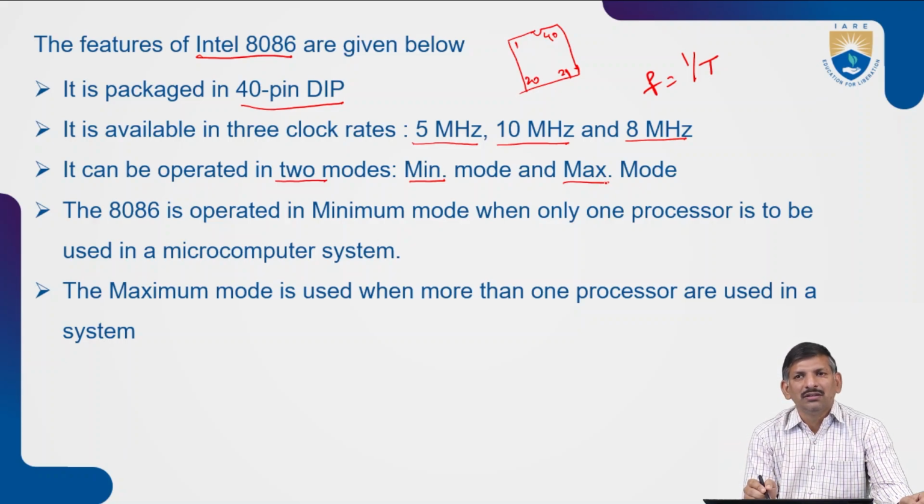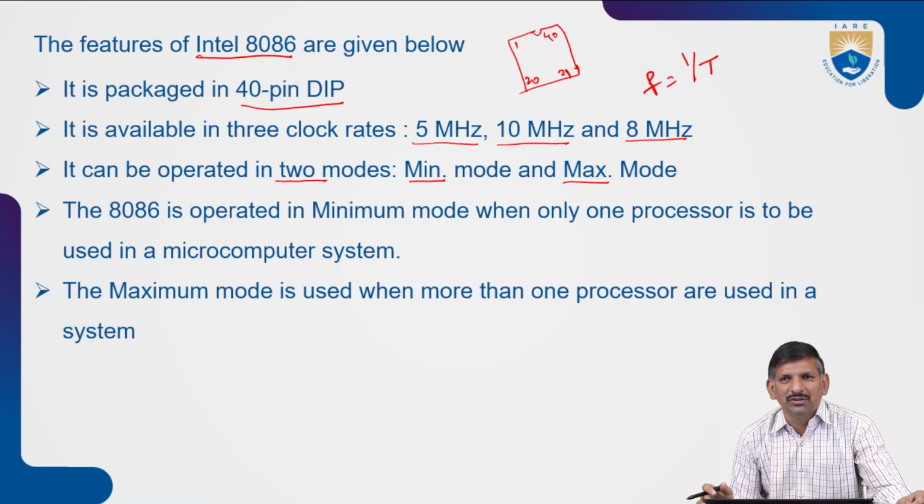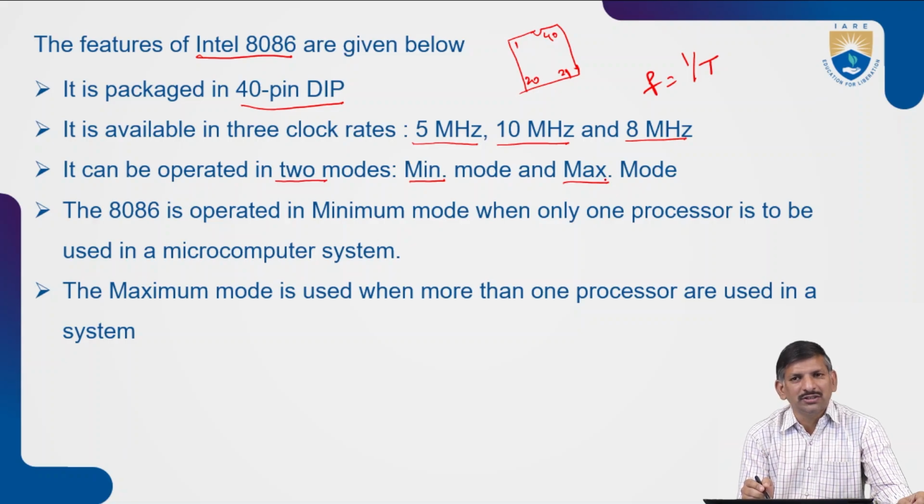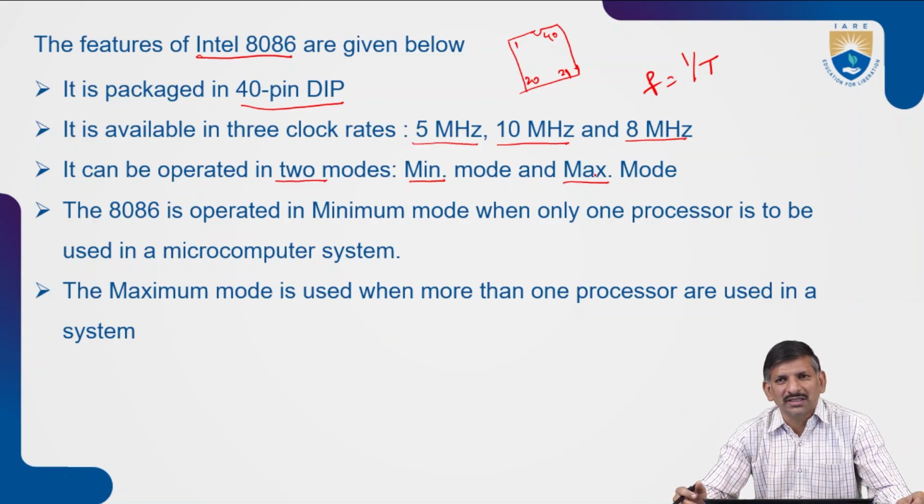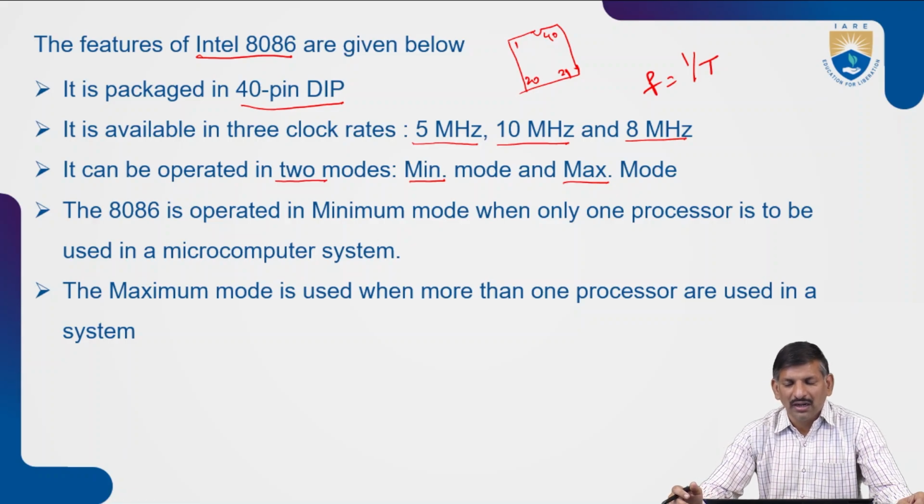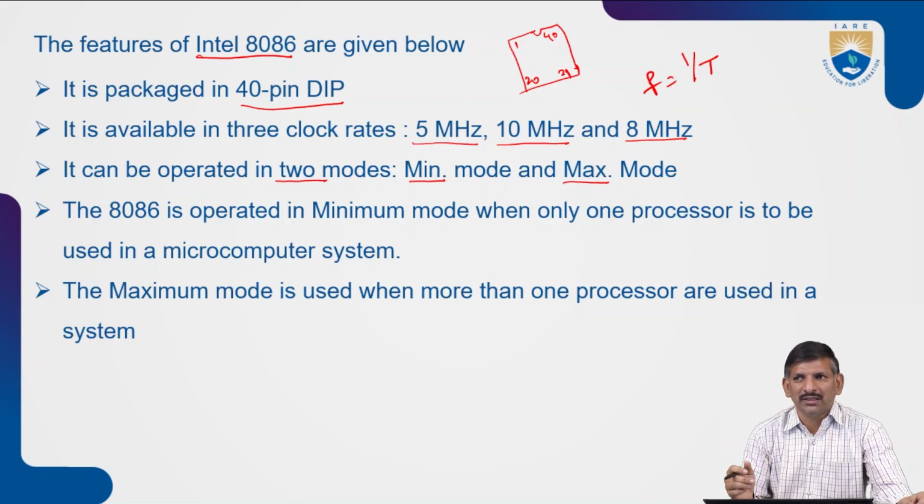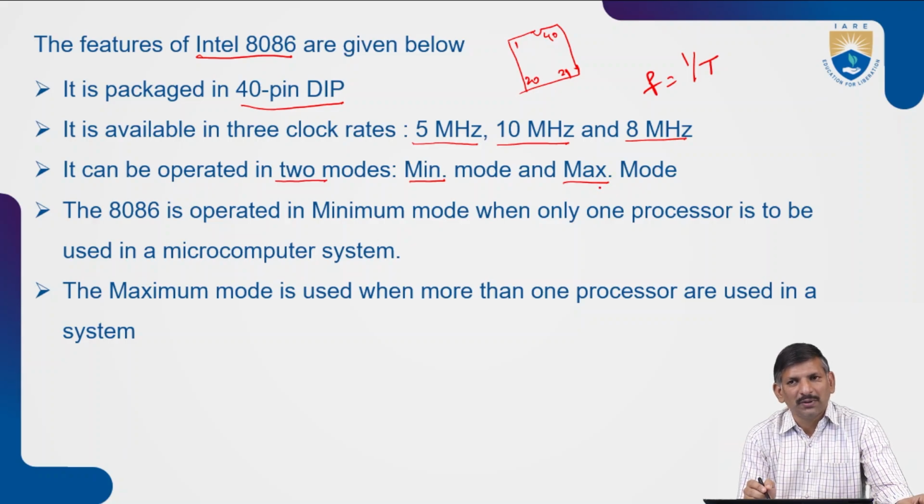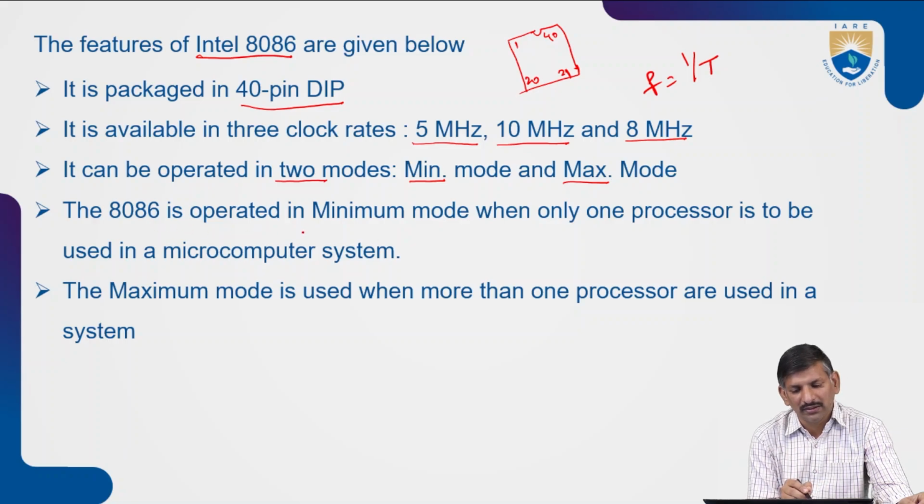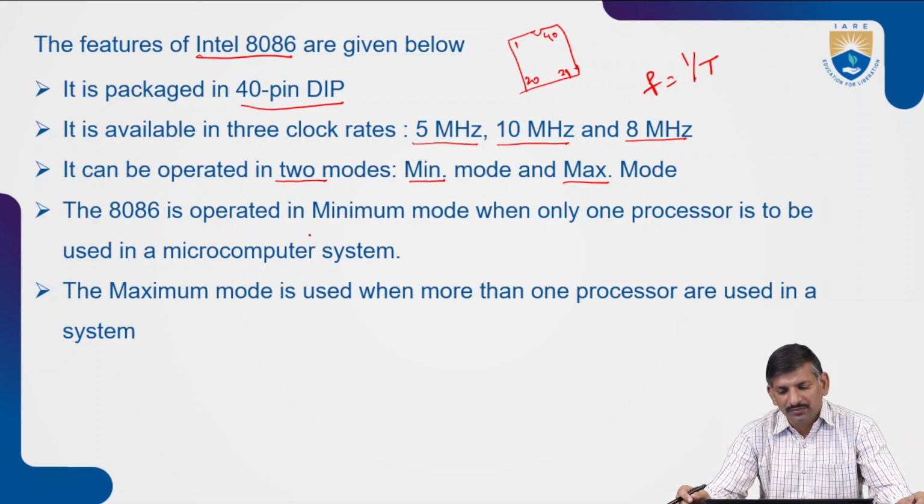Okay, like that, based on the requirement, if the operations are done by the 8086, it is operated in minimum mode. If it is not possible to operate by the 8086, at that time it needs to be interfaced with external processing elements like the 8087, and the operations are done by the 8087. At that time, the 8086 is operated in the maximum mode. The 8086 is operated in the minimum mode when only one processor is to be used in the microprocessor system.